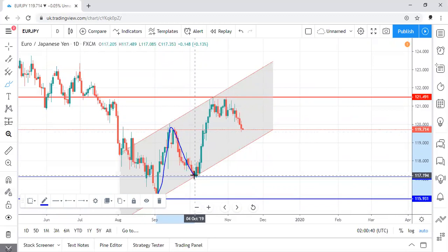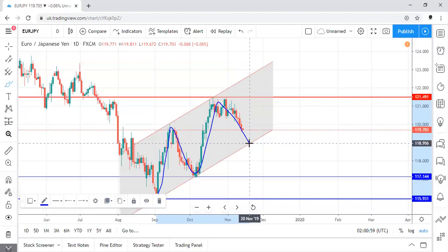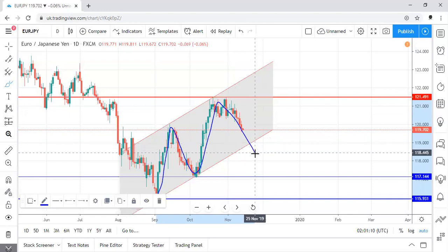It touched this channel again on the minor support, went up. Then it touched our resistance, went down, of which we believe is coming here. After here, this will be our decider. It will tell us where it is going next. If it breaks this level here, we can expect it to go further downside until our minor support or until this point.